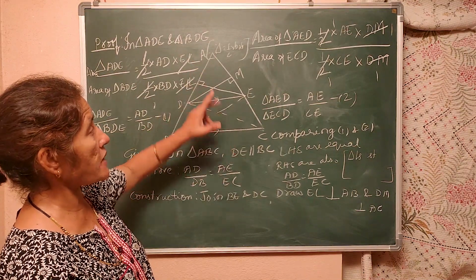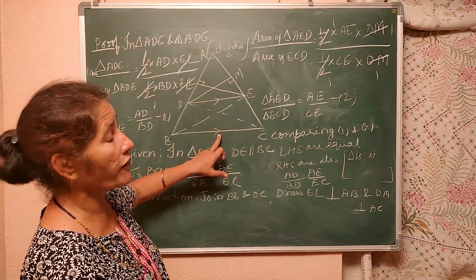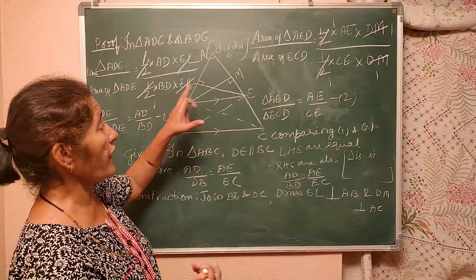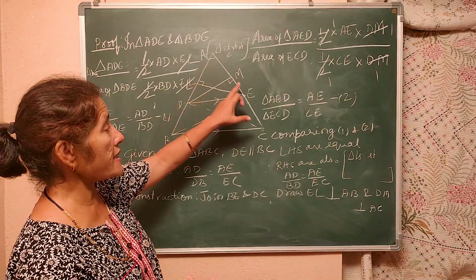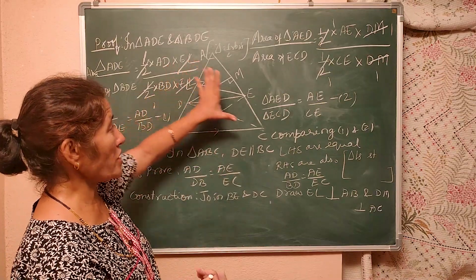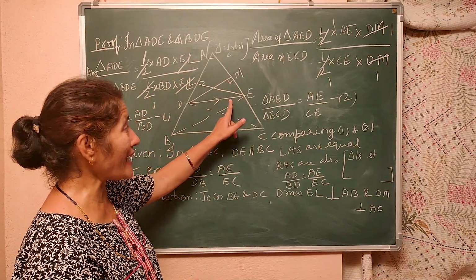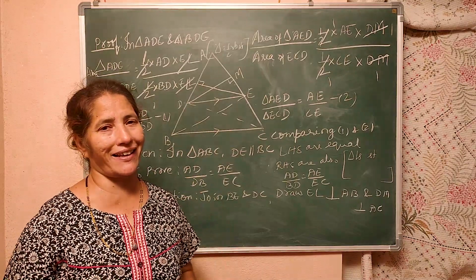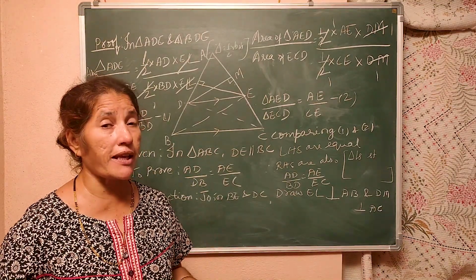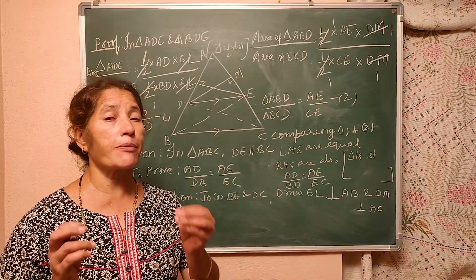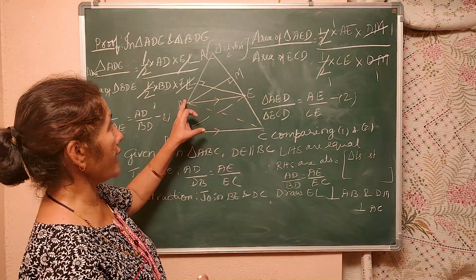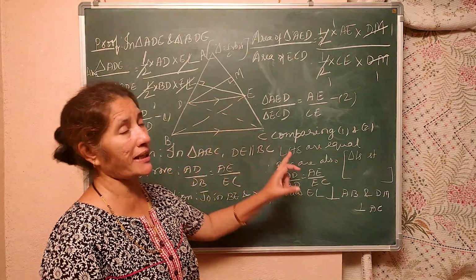So what is the converse of this Thales theorem? What does the theorem say? If a straight line is drawn parallel to a side of a triangle, it divides the other two sides proportionally. The converse says, if a line divides two sides of a triangle proportionally, then that line is parallel to the third side. That is converse. What is corollary? Corollary means some of the results based on that theorem.